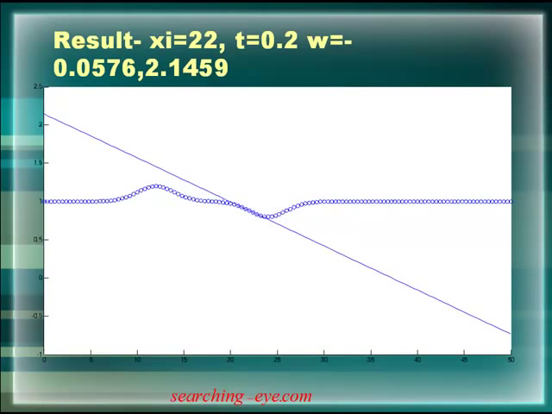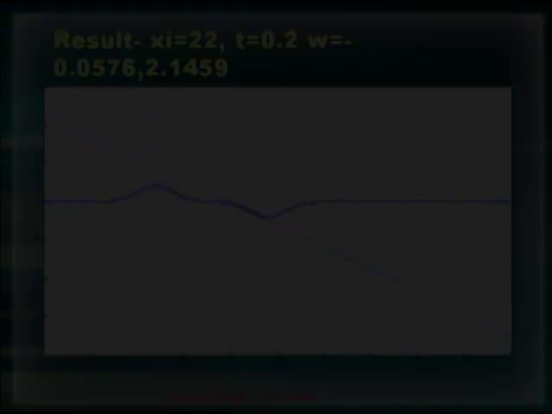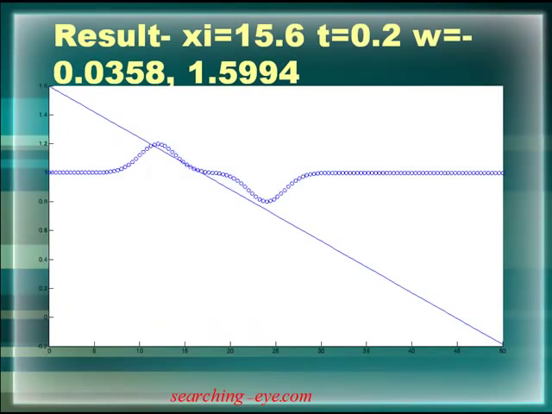So these are your parameters: w0 equal to 2.1459 and w1 is 0.0576, where w0 and w1 I explained in lecture 1. This is the result for evaluating a hypothesis at point x equal to 15.6, choosing a bandwidth parameter 0.2, and your w0 is 1.5994 and w1 is 0.0358.